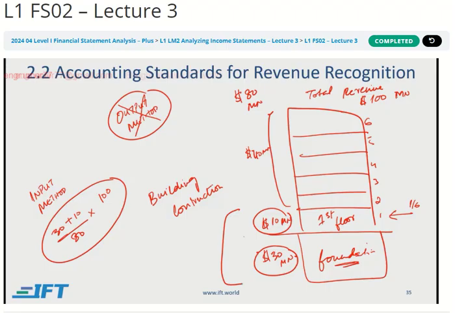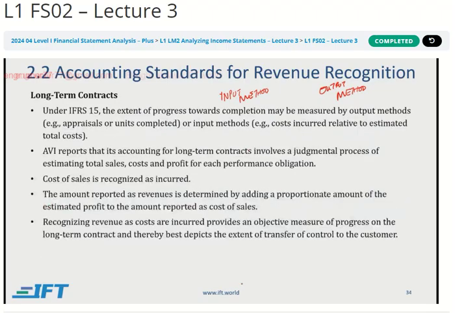So just to make sure you understand the concept, now let us go through the example which the curriculum has given. Here they want to talk about going for a cost-based revenue recognition, where we will take the cost of sales, recognize it as it is incurred, and the revenue will be recognized based on a proportionate amount of the estimated cost of sales, right? And let me show you.